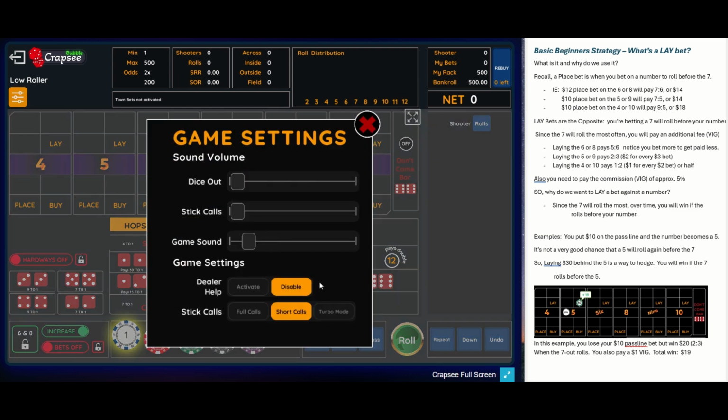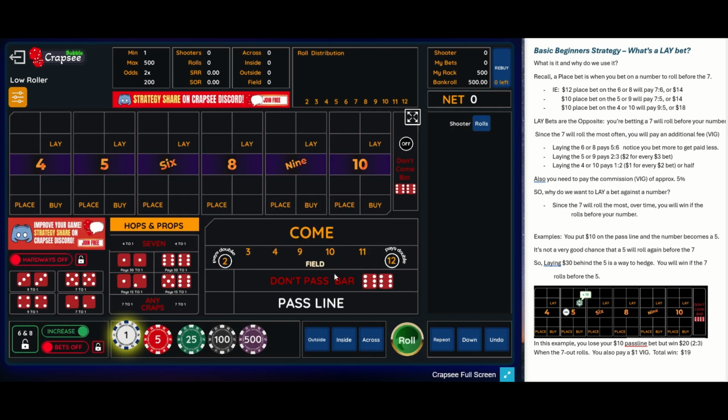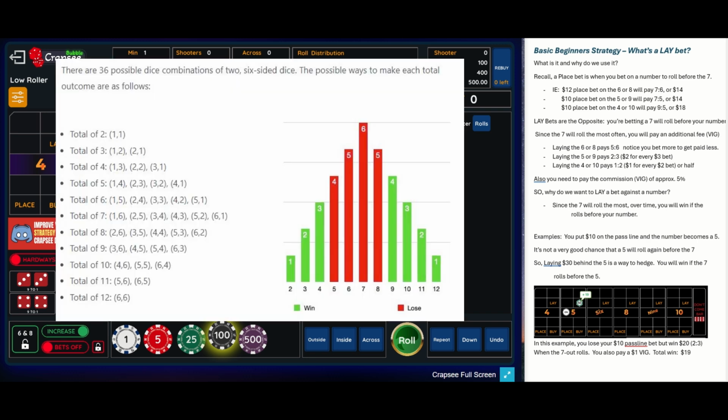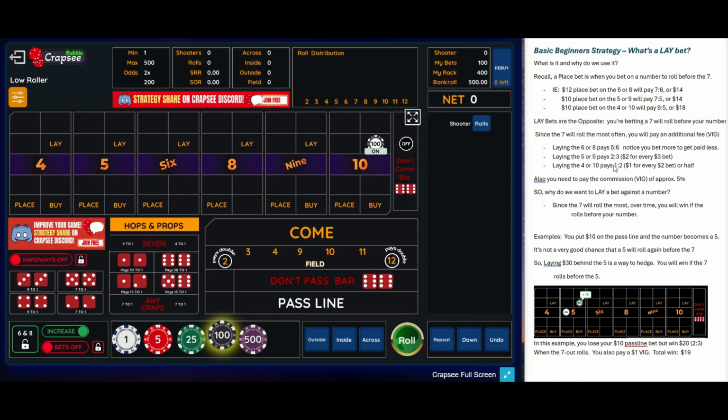For example, if you put a $100 lay behind the 10, this will win if the 7 comes up. What's going to roll more frequently, a 7 or a 10? Go back and look at your charts. You'll see that over a period of time, the 7 will roll more than the 10, so you're at the advantage here. What would you win? You would win 1 for 2, or half. You'd win $50 minus a 5% VIG. So why would we do that?